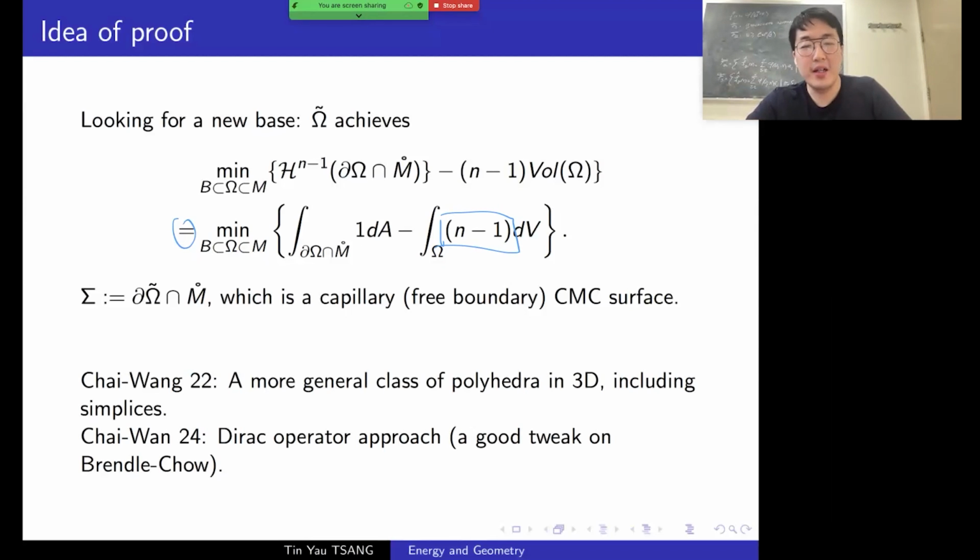And then just make a remark here: Chai and Wang use this technique to show the corresponding rigidity result holds for a general class of polyhedra in 3 dimensions, including simplexes. And for Chai and Wang, this is not a typo, they're very different people. Wang and Wang, they use a Dirac operator approach to show the corresponding results in high dimension as well. And it is a very good trick, a very clever trick.